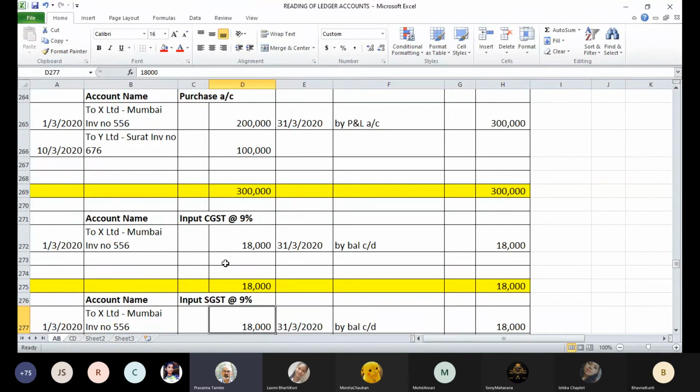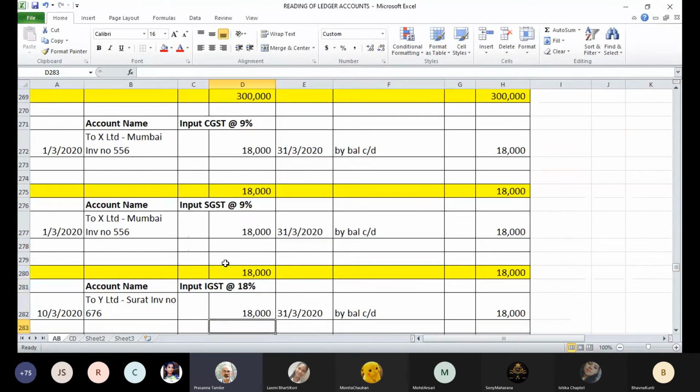So on 1 lakh rupees, the GST will be 18,000, and that will be IGST. You will pass the entry: purchase account debit 1 lakh, input IGST account debit 18,000, to Y Limited account 1 lakh 18,000. So for purchase-related GST, again you have three types of levies: IGST for interstate purchases, and CGST and SGST for local purchases within the state. Accordingly you have to debit the respective accounts.